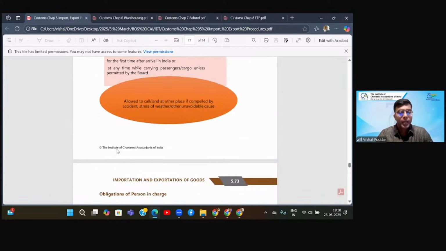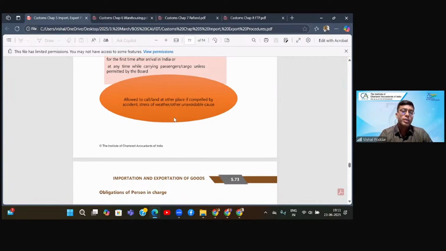However, there is an exception given, which is a very logical and practical exception. What is it? It may happen that there is some distress situation, some accident has happened, or there is some weather related distress, or there is some technical problem in the engine or in any part of the aircraft, and it has to make an emergency landing. And the situation is so grave that it is not possible for it to even report to the nearest customs port or airport. It may have to even land at some non-port airport area. In such a case, it is allowed to do this.